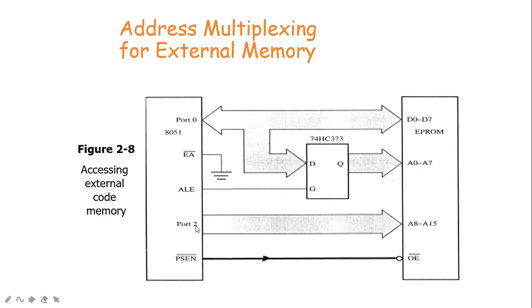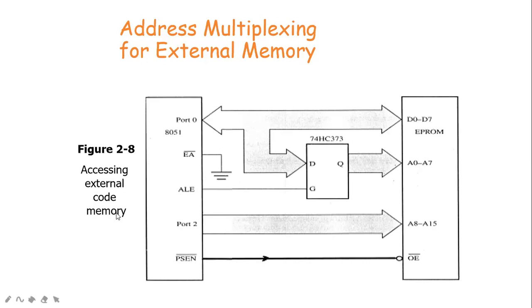Port 2 carries the higher order address lines A8 to A15. There is another pin, the program store enable pin, PSEN. It is also an active low pin. This pin is connected to the OE bar of the ROM. ROM is a read only memory, it only allows reading the data, so for that it is connected to the OE bar.